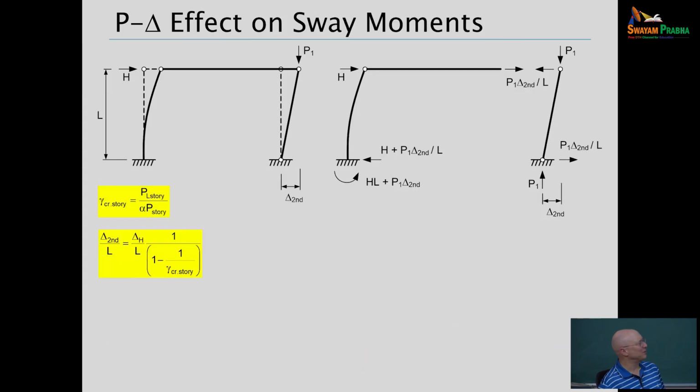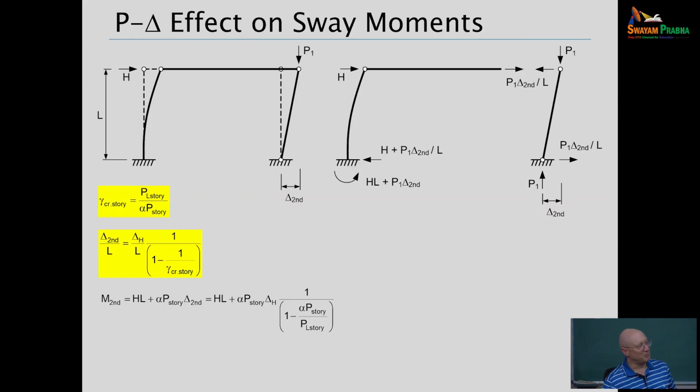All right, so now let's move to doing the moments. We just derived these equations that I've brought forward to this slide. Now let's say I want to know my sidesway moment. That's the moment at the base of the cantilever here: HL plus alpha P story times delta second. Delta second we can write as the first order delta H times the amplifier.